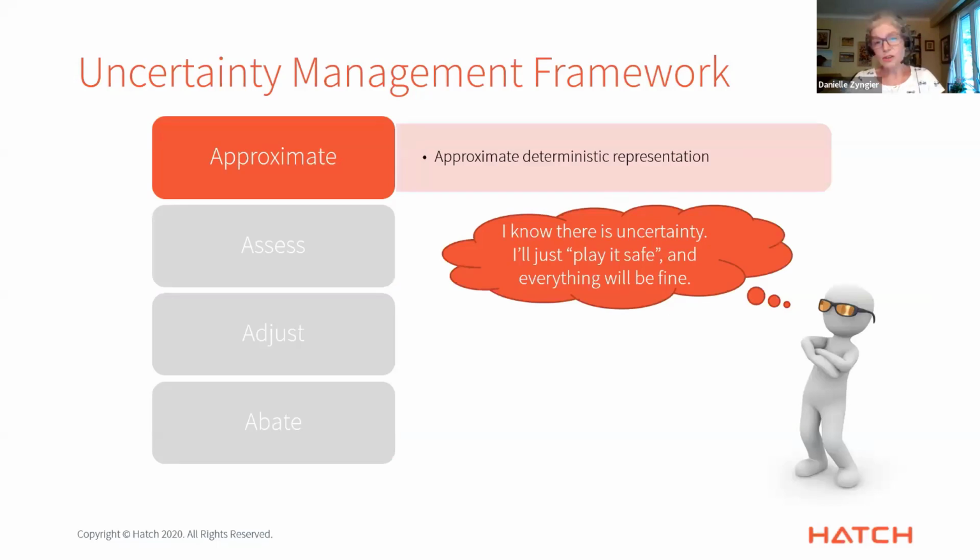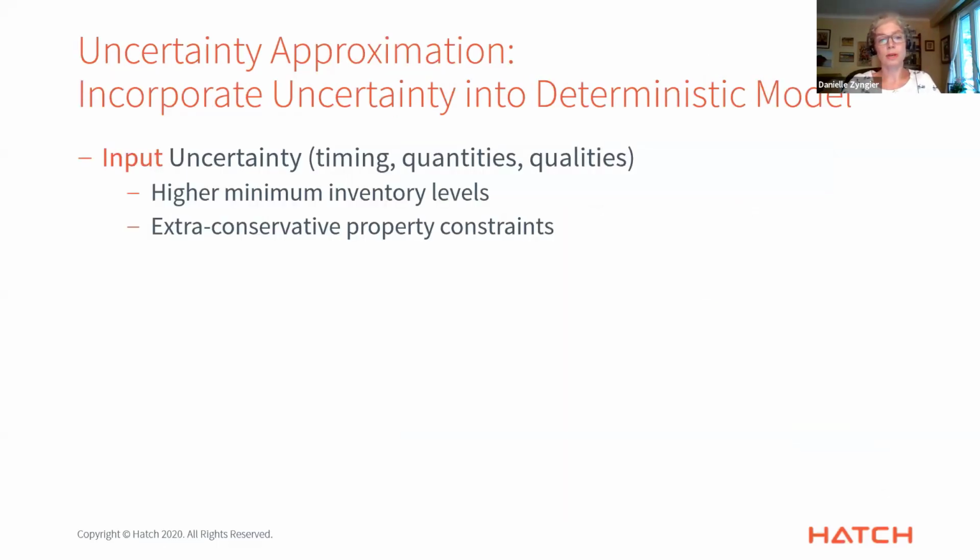So, okay, I know there's uncertainty. I don't care. I'll just play it safe and things will be fine. So what is typically done there? You incorporate uncertainty proactively into those deterministic models. So for example, you assume that timing, quantities, qualities in your models, you account for the uncertainty inherently. So for example, you assume a safe margin for minimum inventory levels because you know that, doesn't matter what happens, that will give you a safety margin for whatever happens outside. Like you're incorporating uncertainty in there.